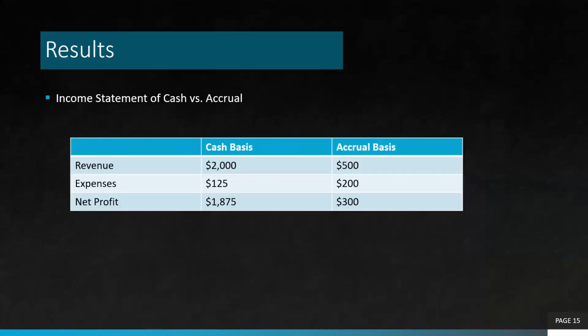So now we're going to look at the income statement of cash versus accrual based on all of the transactions that we just went through. So you see that we recorded $2,000 in revenue under cash and $125 of expenses under the cash basis, which leaves us a net profit of $1,875. Under the accrual basis, it's much less. However, the month before may have been much more because that's when we would have recorded that $2,000 in revenue. So this is just to give you a snapshot of how the two accounting methodologies can differ.